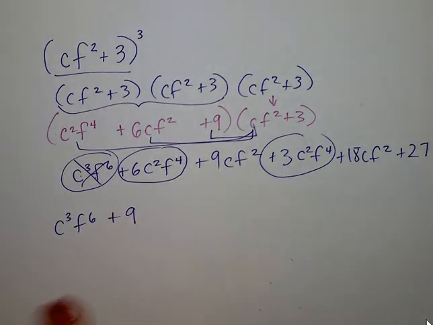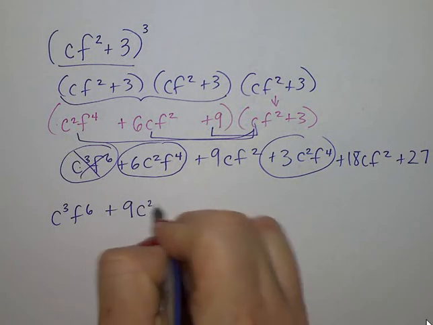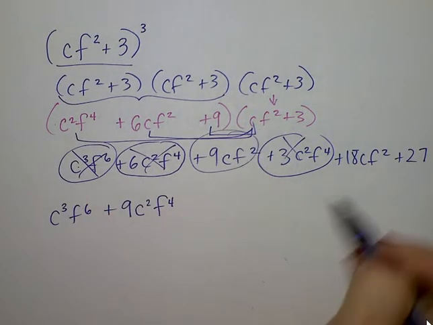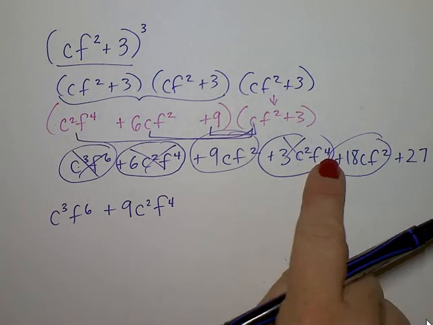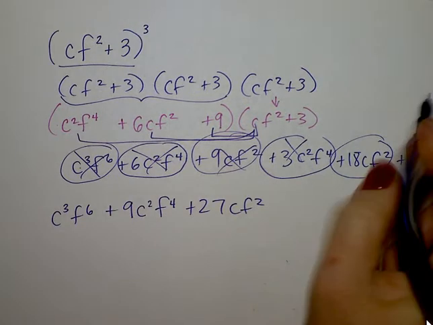People want to add the c's and the f's. You leave it exactly like you see it. C squared f to the 4th. We have a cf squared and a cf squared. Positive 9 and positive 18 is a 27. And plus a 27.